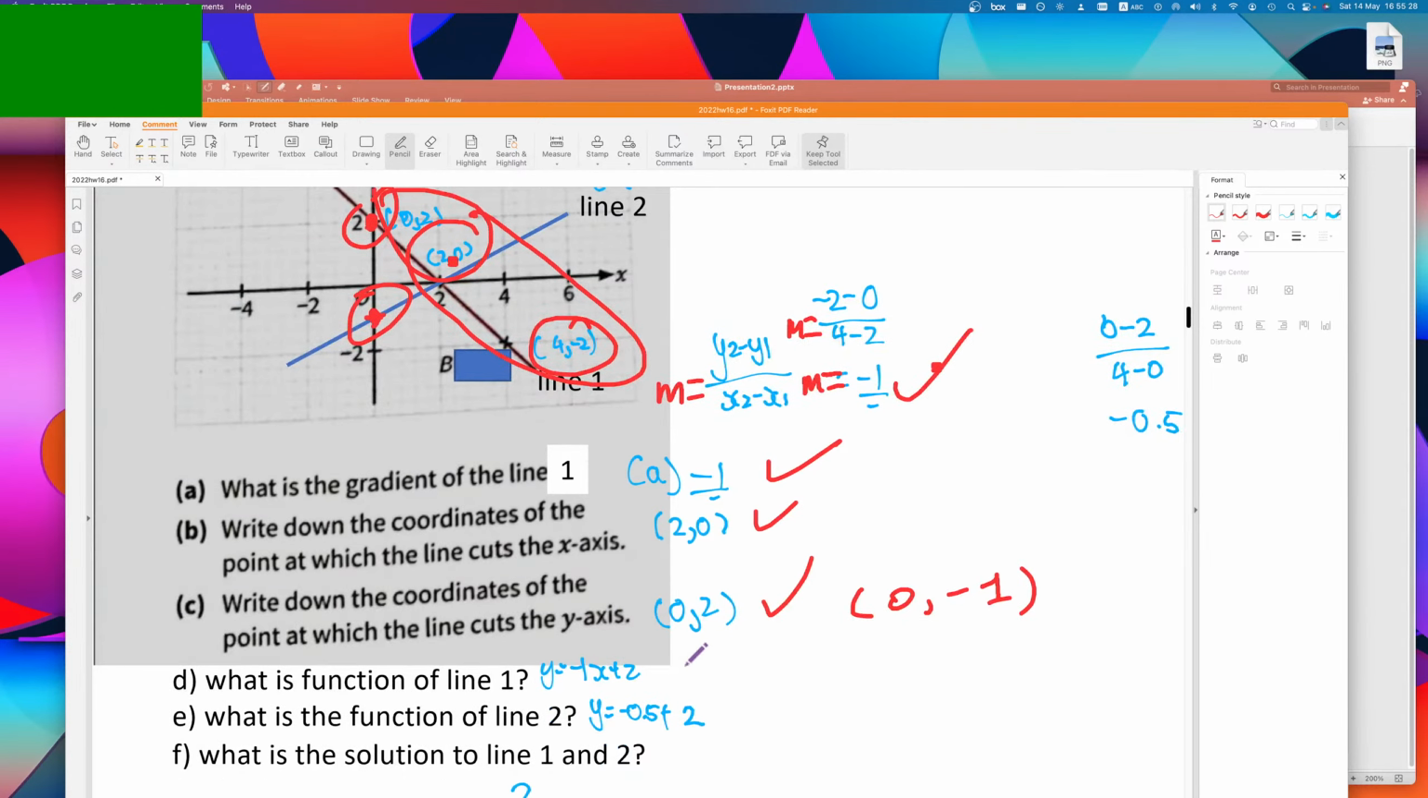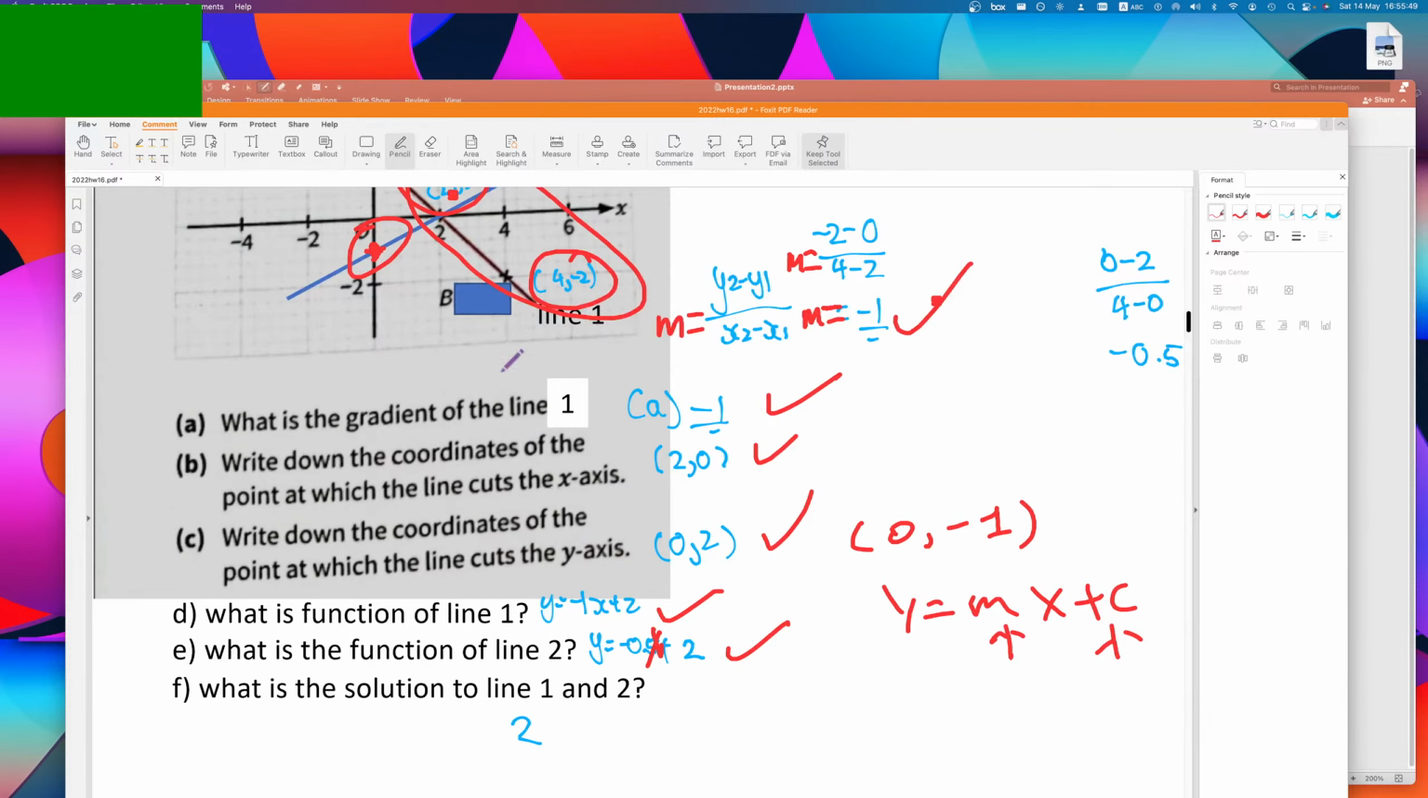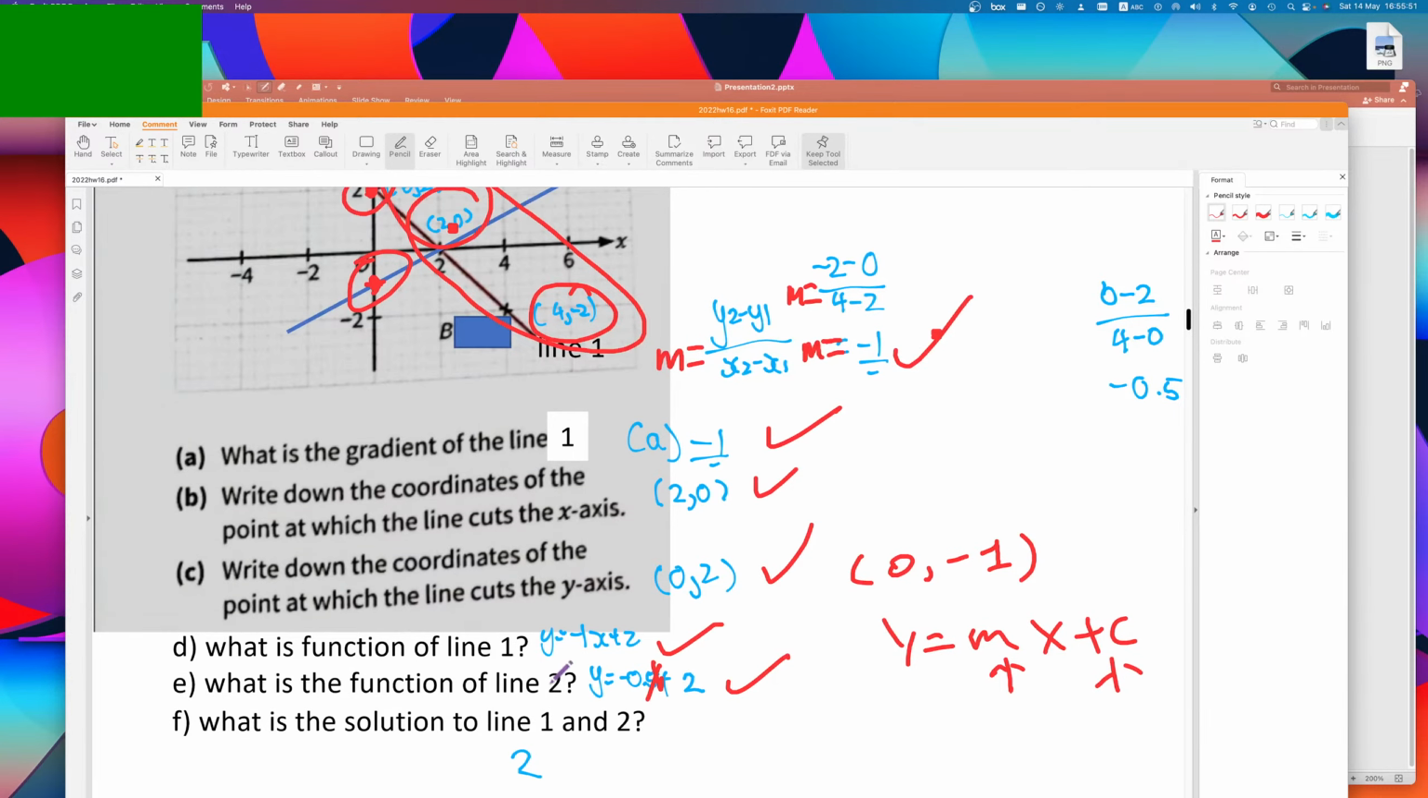So what's the function? Okay, good. Where's the x? It's mx, right? So it's y equals to mx plus c. Your job is to find out m and c, right? So, alright? What's the solution? The solution is this point.